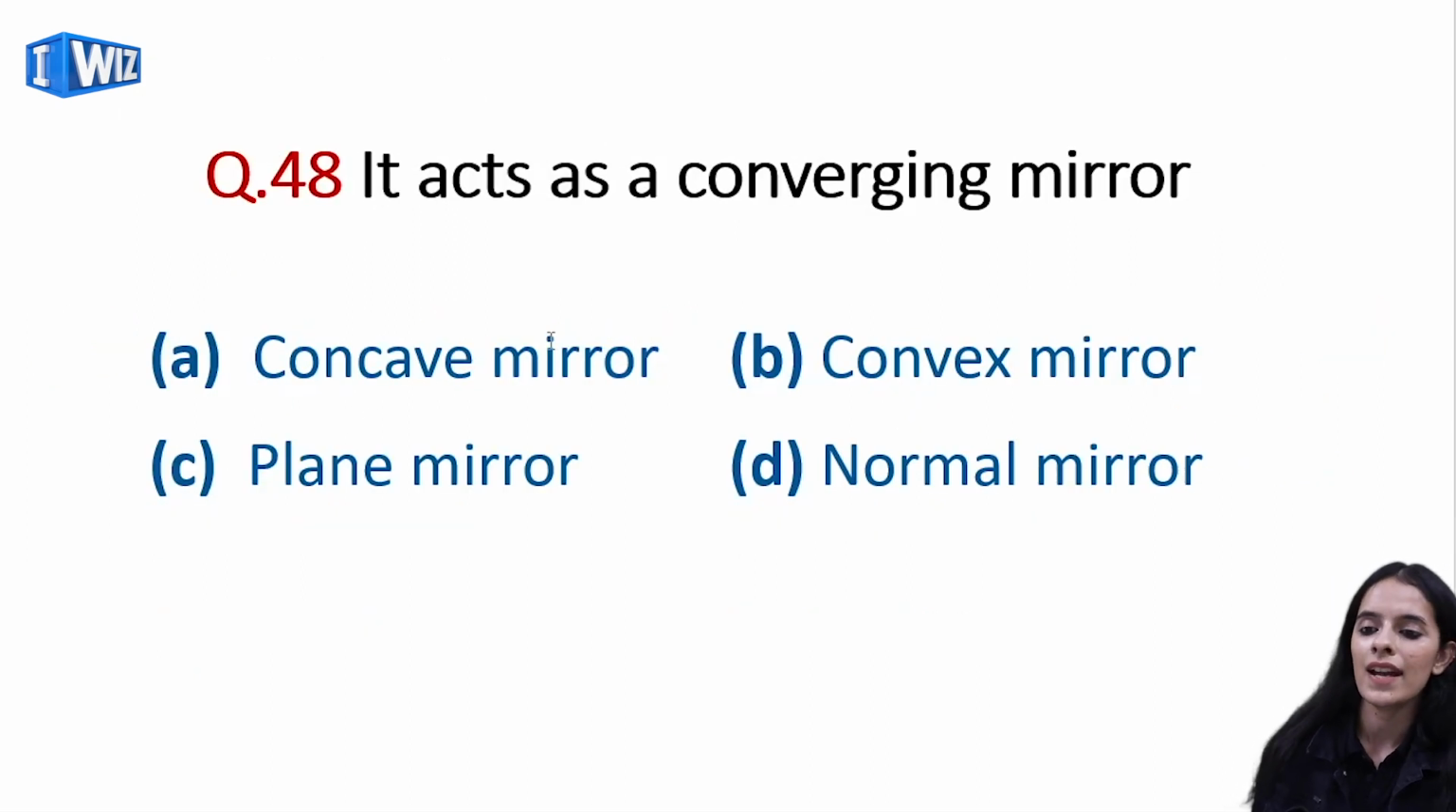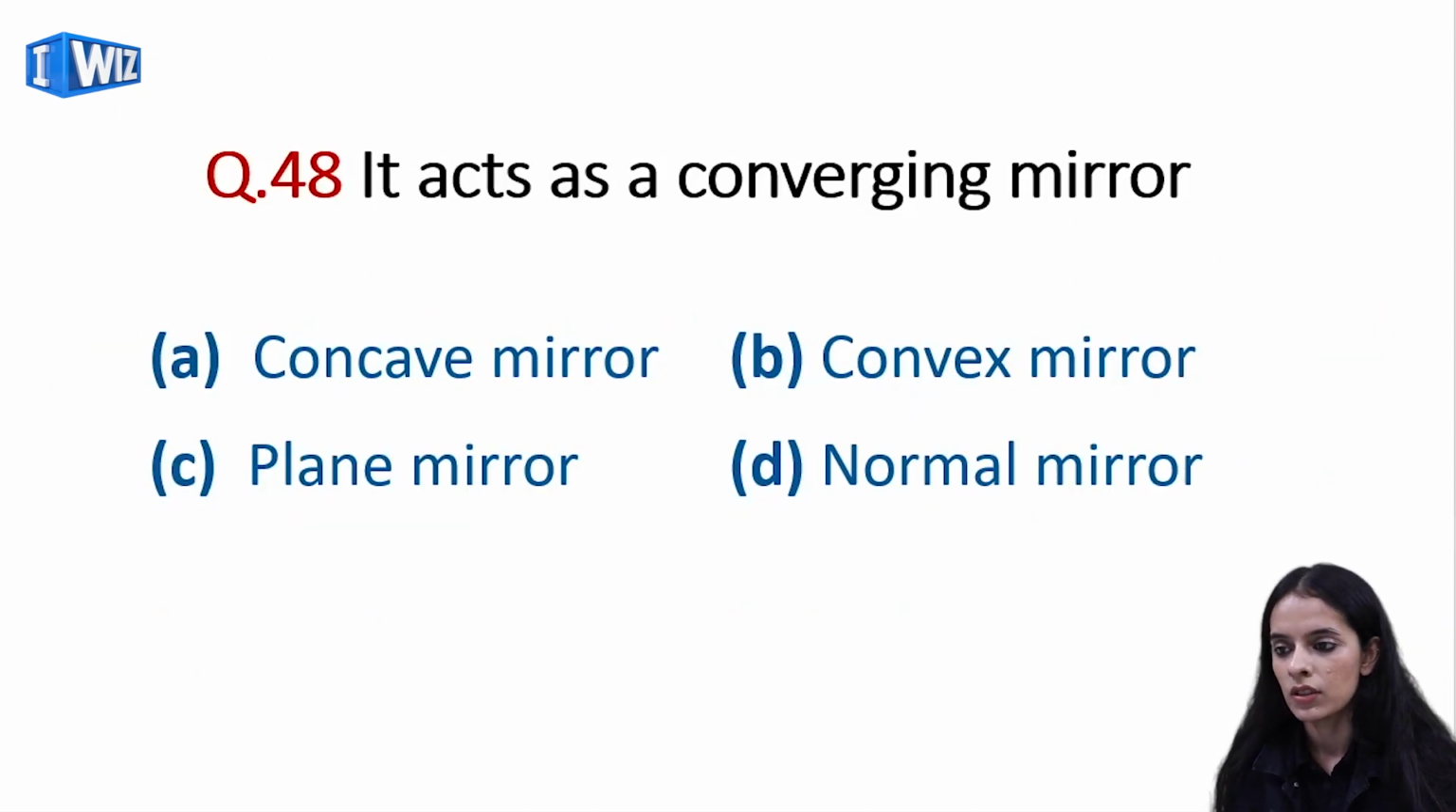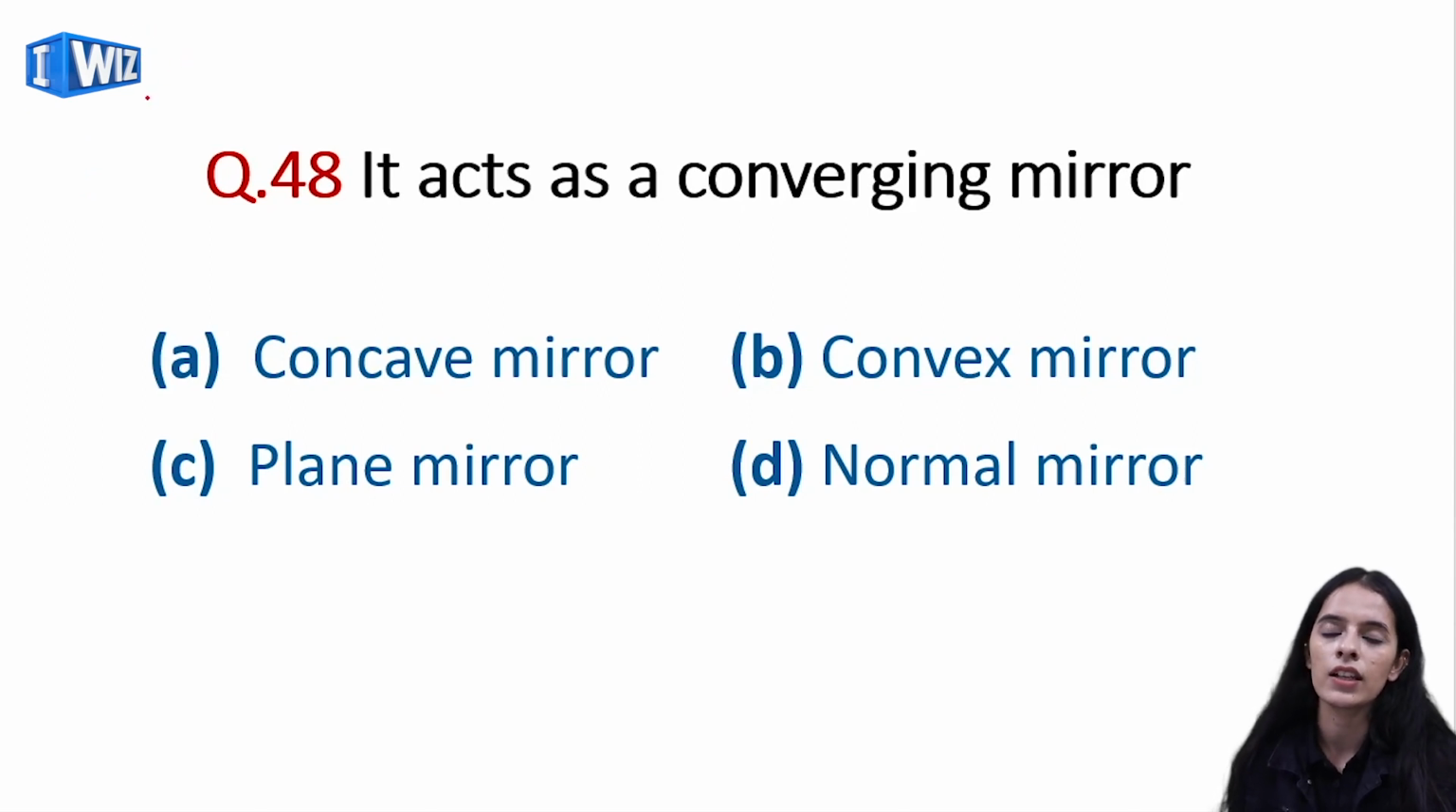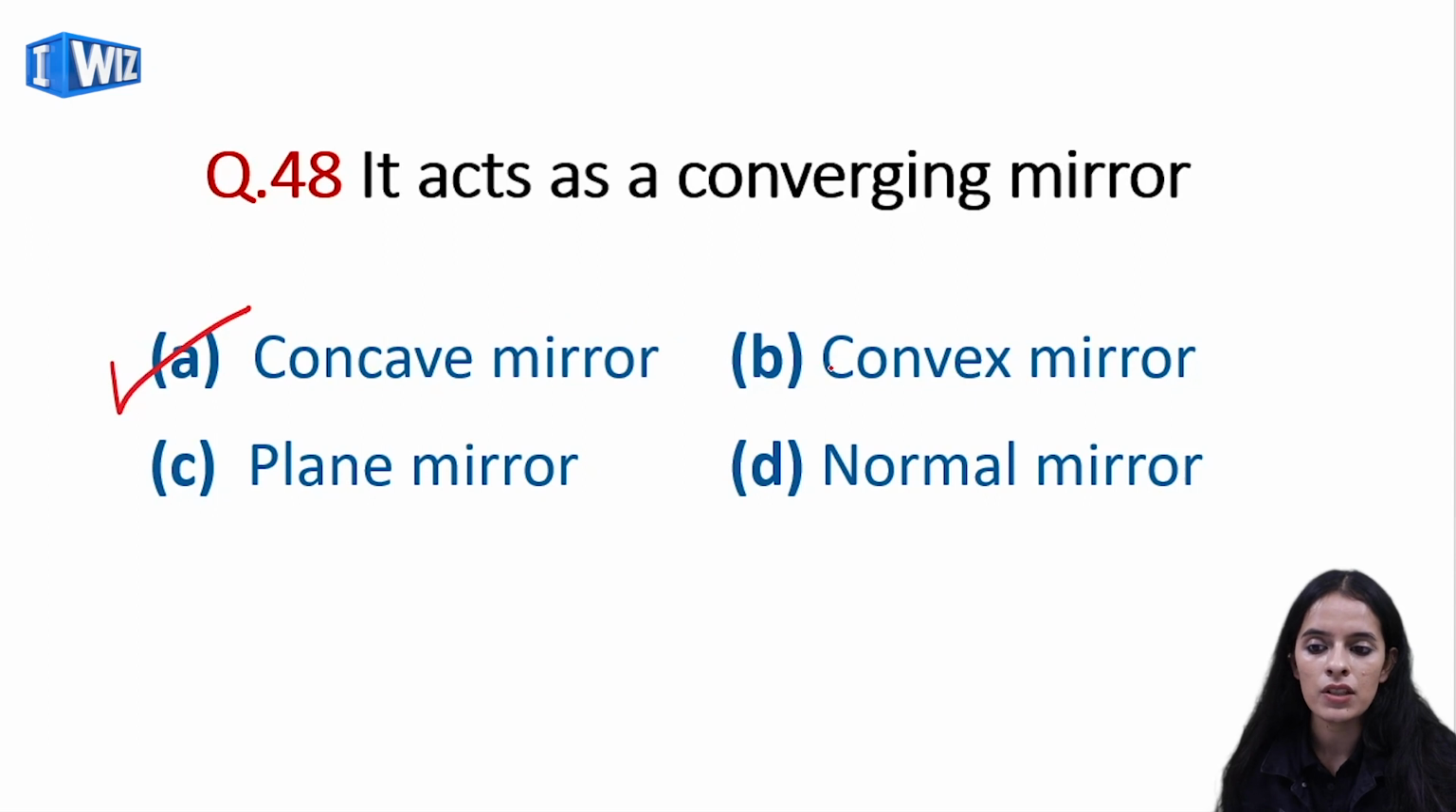Next, which mirror acts as a converging mirror? That converges all the rays of light. Like I gave you example of spoon. When rays of light fall on the spoon, on the front side, it converges everything towards it. So which type of mirror is that? Concave mirror. Convex is called diverging mirror. Plane mirror, you know already.